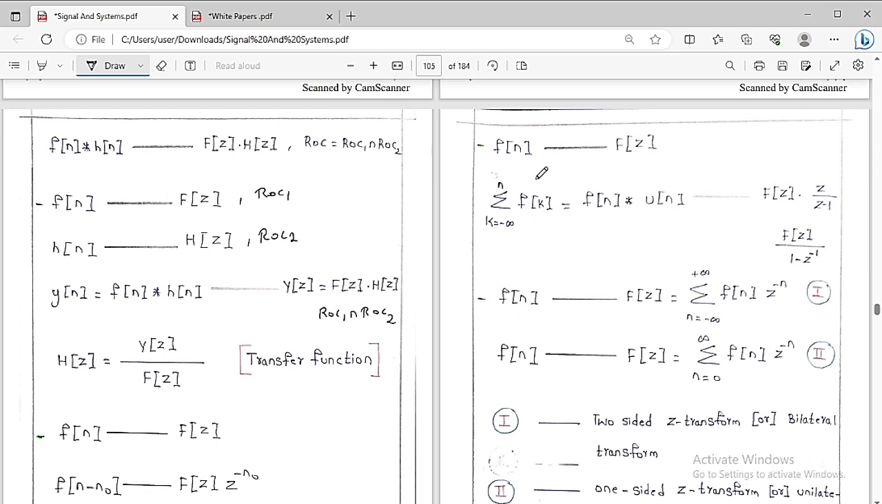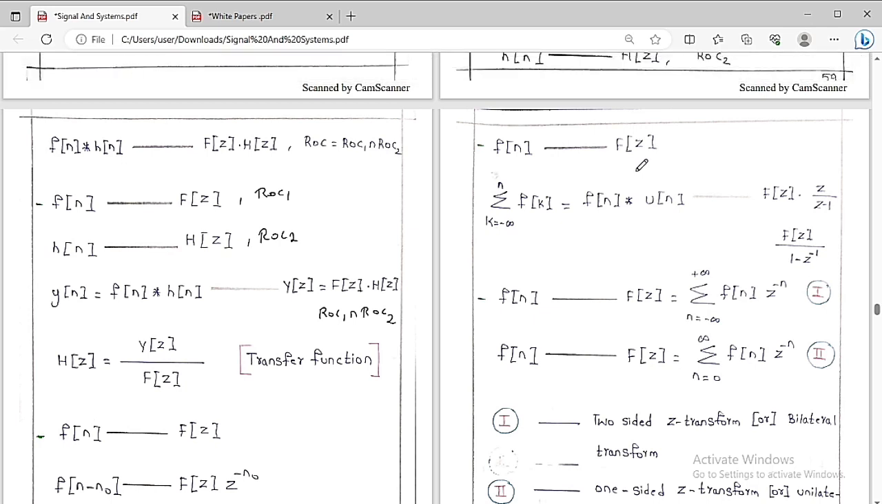Suppose f of n has the z transform f of z. Then the summation over k from minus m to n of f of k is nothing but, I can write it like this, f of n convolution u of n. You can write it like this.